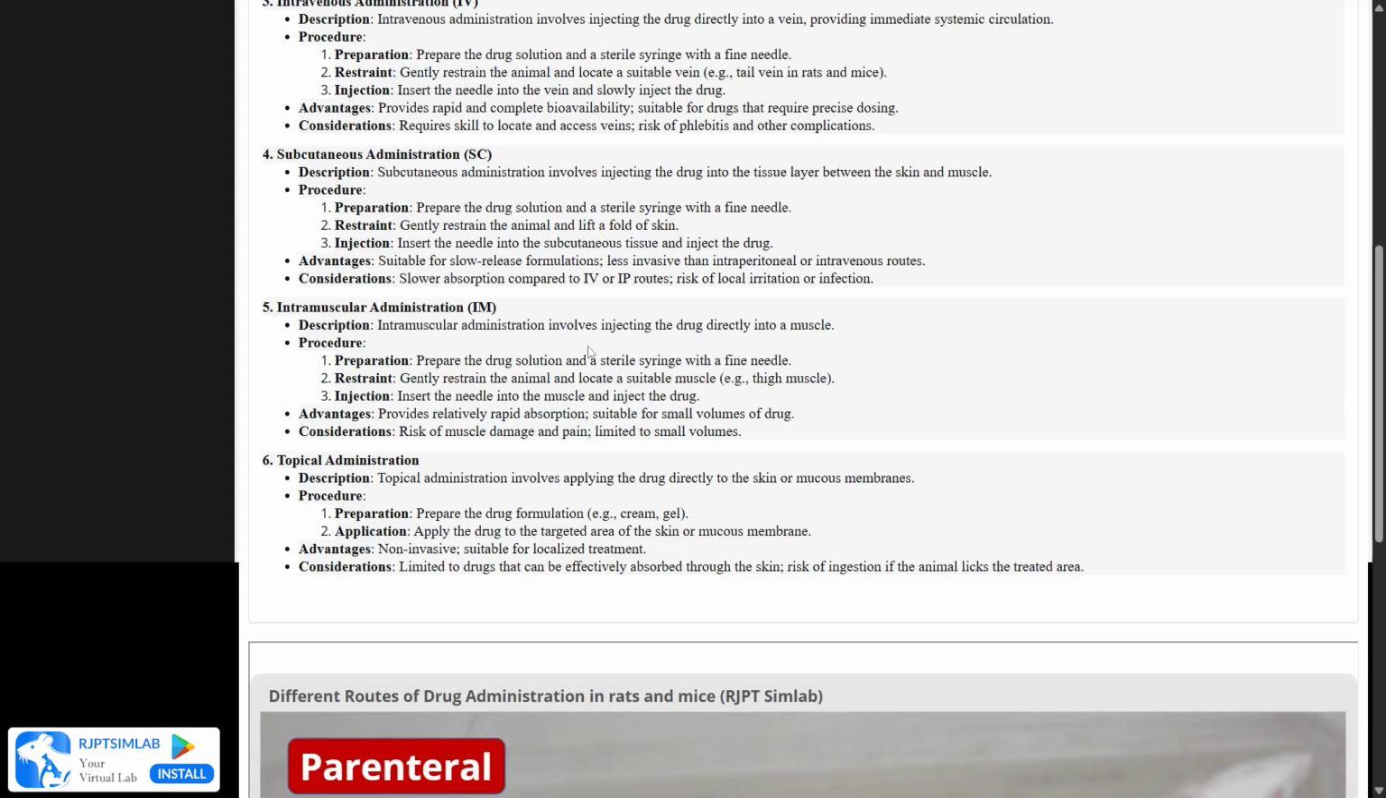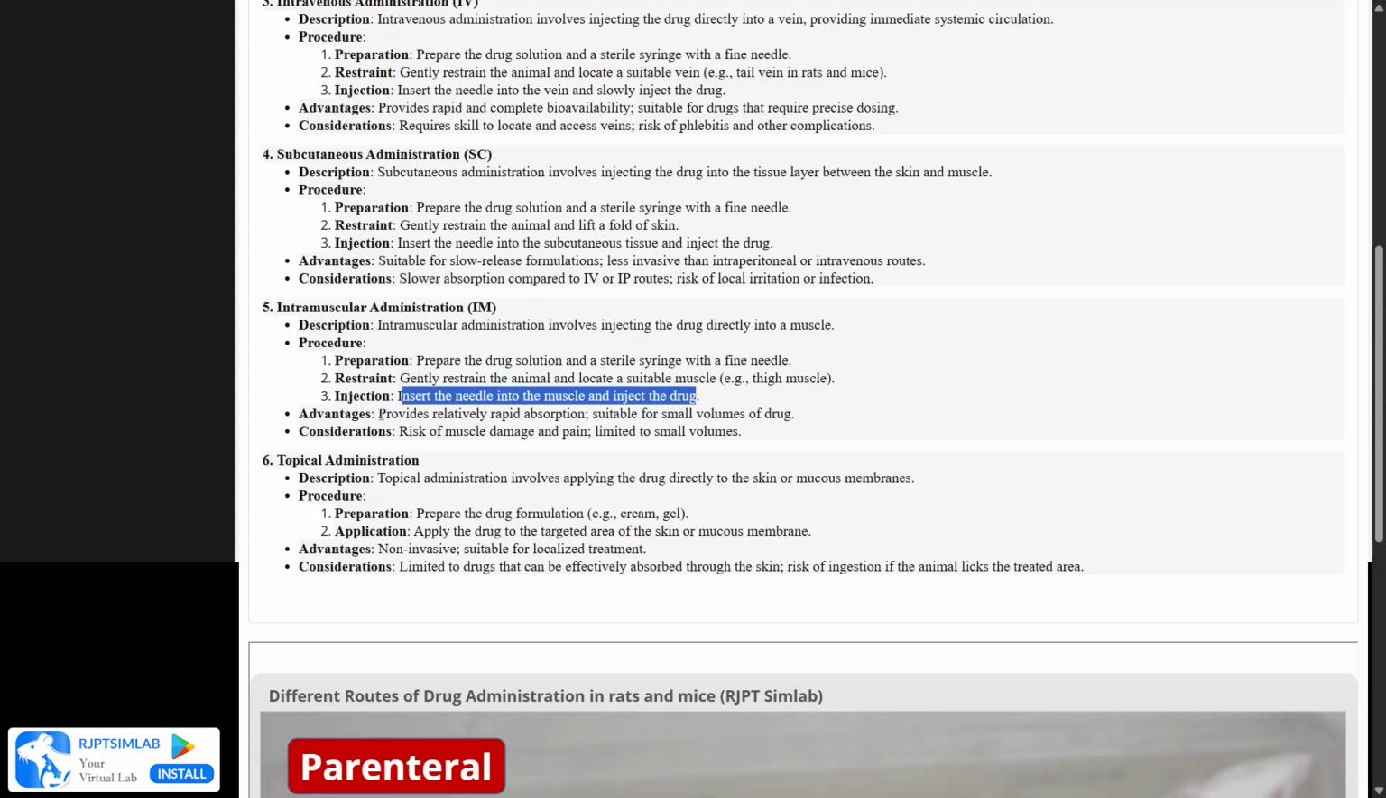As we have seen in the video, we insert the needle in the thigh portion, which is a very muscular portion. The preparation: prepare a drug solution and a sterile syringe with a fine needle. You have to gently restrain the animal and locate the suitable muscle, which is the thigh muscle. You have to avoid the sciatic nerve so that it does not give a shock or injure the sciatic nerve. The injection: insert the needle into the muscle and inject the drug.